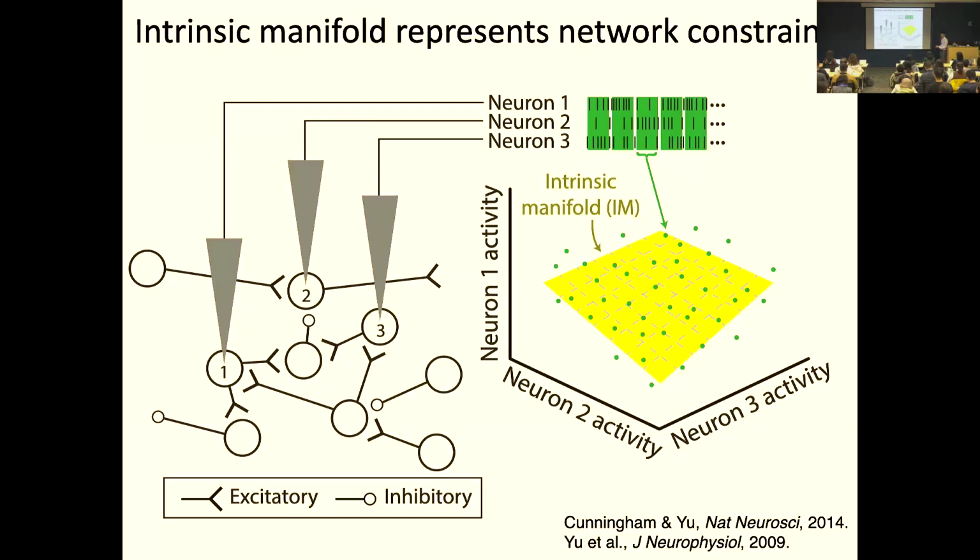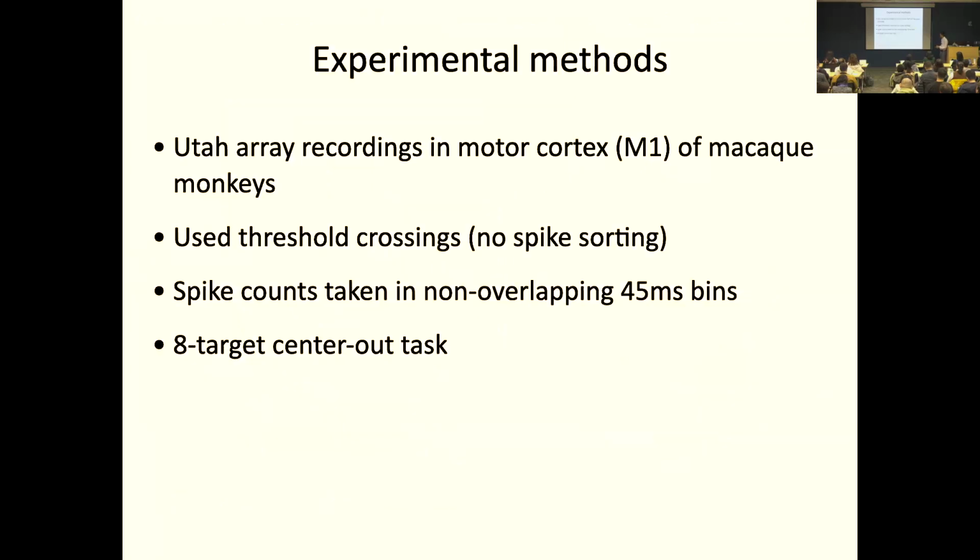So here's the hypothesis that we developed. Oh, and before we get to that, sorry, I need to tell you a little bit more about the experiments. The recordings were done using Utah arrays in primary motor cortex in macaque monkeys. We used threshold crossings, so no spike sorting. We took spike counts in non-overlapping 45 millisecond bins, and the animals did an 8-target center-out task, like shown in the video.